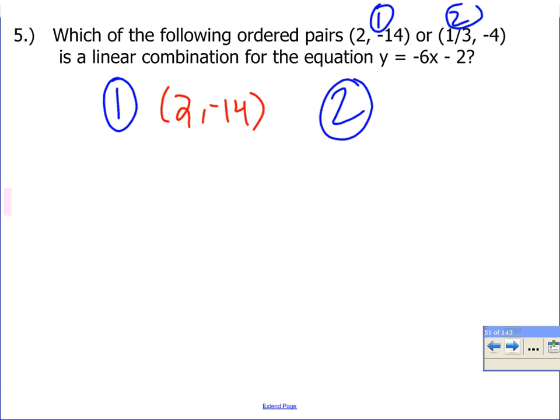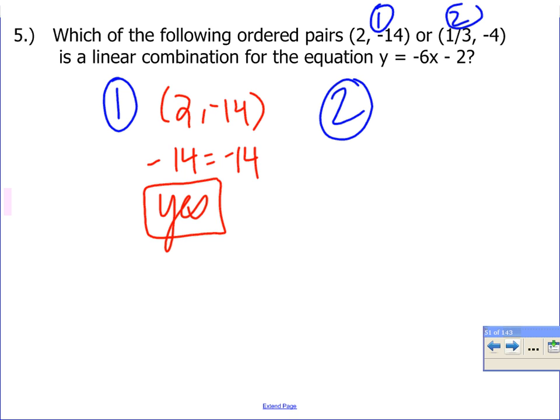What do I have? Let's see. I think that's yes. Because what equals what? Negative 14 equals negative 14. And number 2, Gigi. Yes, negative 4 equals negative 4. That's the whole entire lesson, except we're going to do 2 word problems that are really easy.